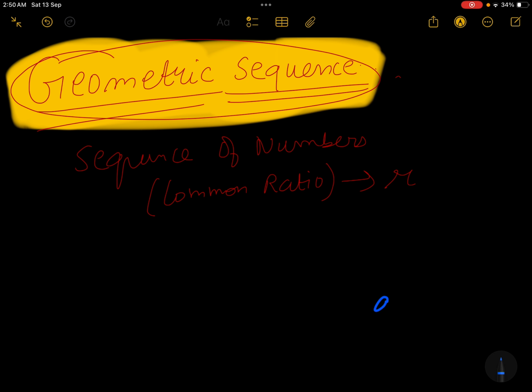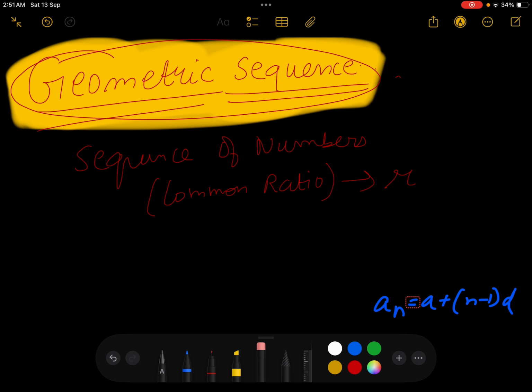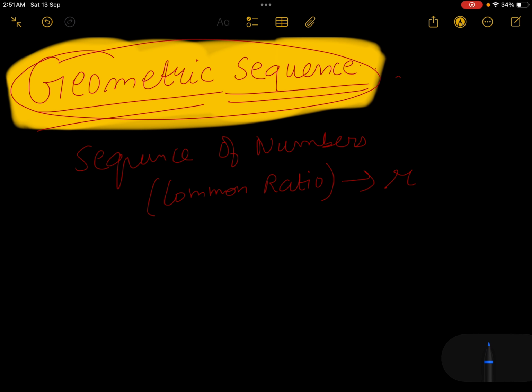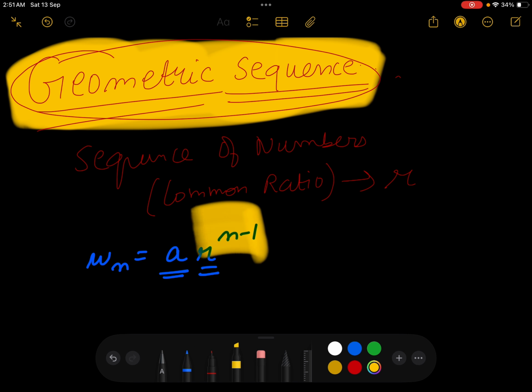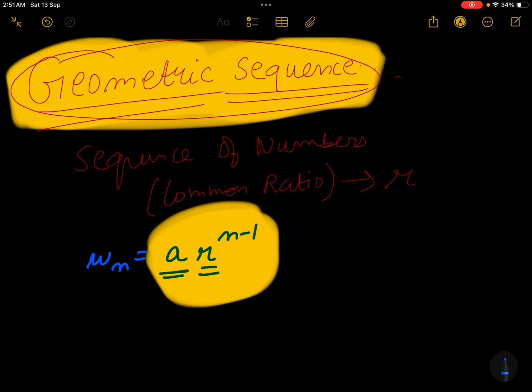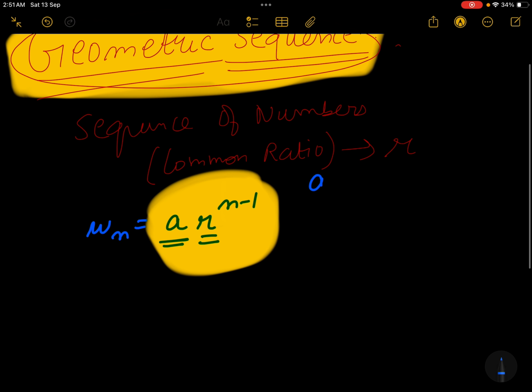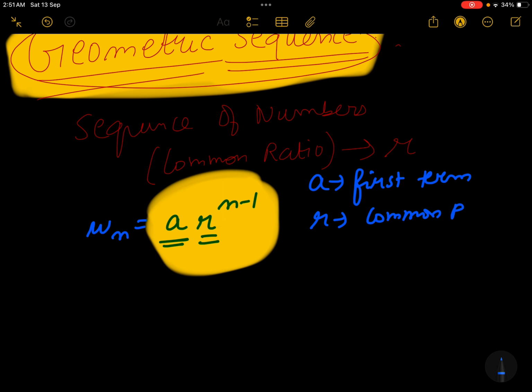So if the formula for an AP general term was a plus (n minus 1) d, we have one more formula here, that is Un equals a r to the power n minus 1. A and r are getting multiplied and the power is n minus 1. You should have this in mind: a is the first term, r is the common ratio, and n is the term number.